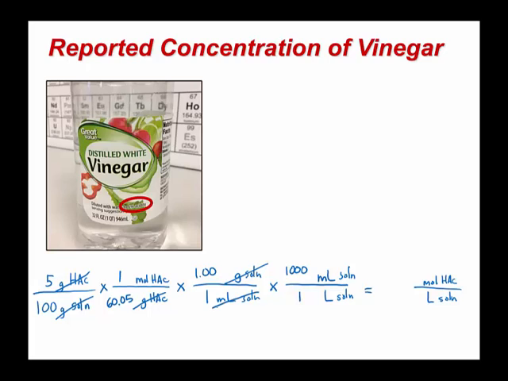This causes the milliliters to cancel, and now if you look closely at the problem that I've set up, the only units that remain are moles of acetic acid on the top and liters of solution on the bottom, and that is what we call molarity. So we reach for our calculator, we multiply the 5 times 1,000, divide it by 100, divide that by 60.05, and we get the molarity of the solution. So the reported molarity would be 0.833 if we round that answer off. And this is what you're going to use for the accepted value for the concentration of vinegar.